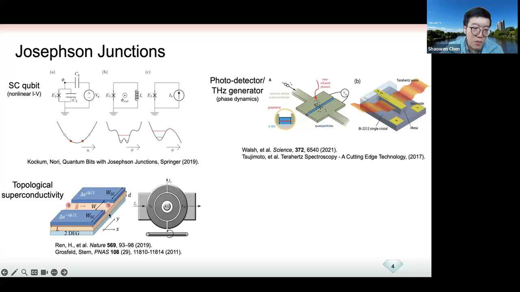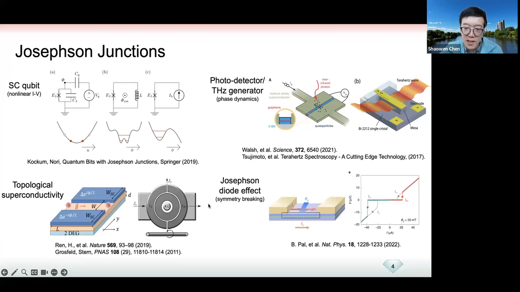And fundamentally, if you bias a certain type of junction with the correct phase, you can get some kind of topological superconductivity. And also more recently, with engineered or intrinsic symmetry breaking, you can have the Josephson diode effect, which is essentially the asymmetric forward and backward critical current of the junction.